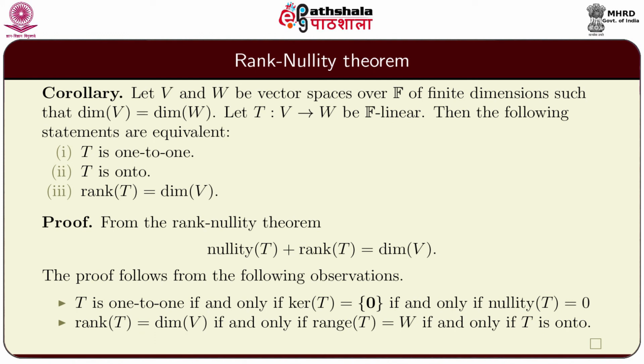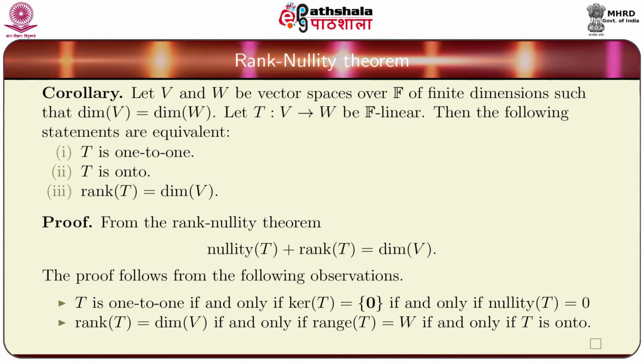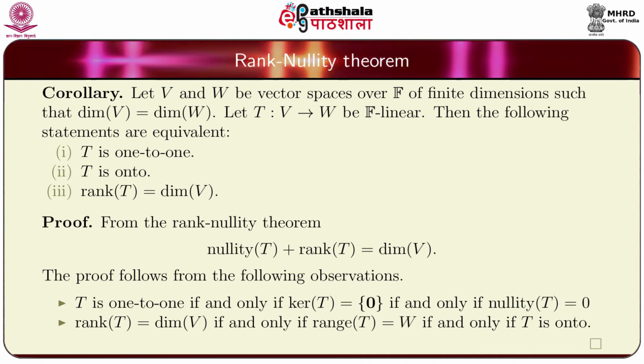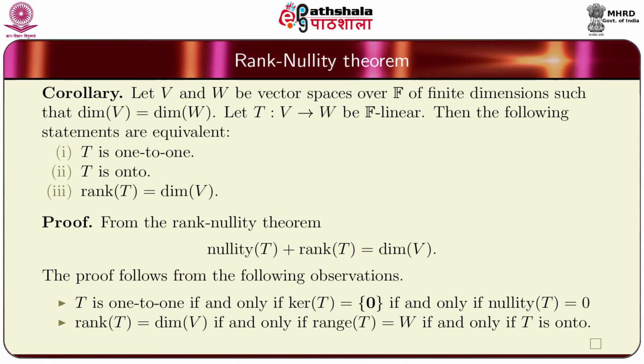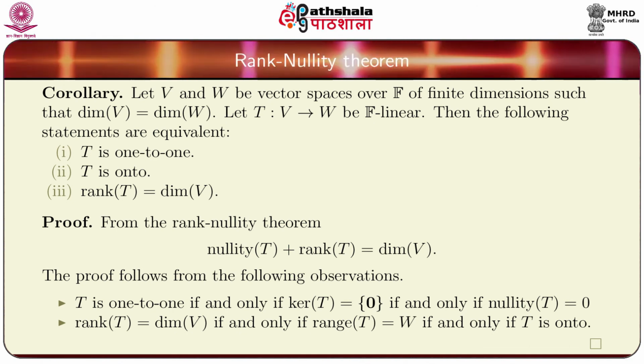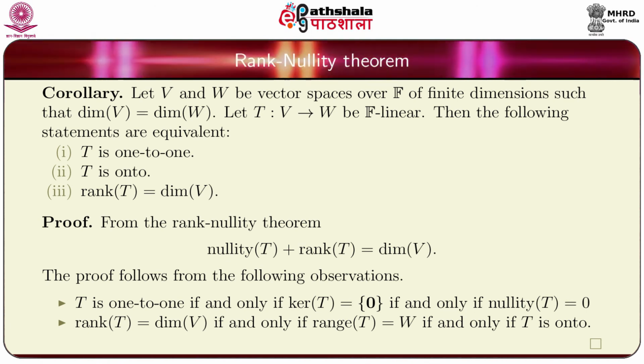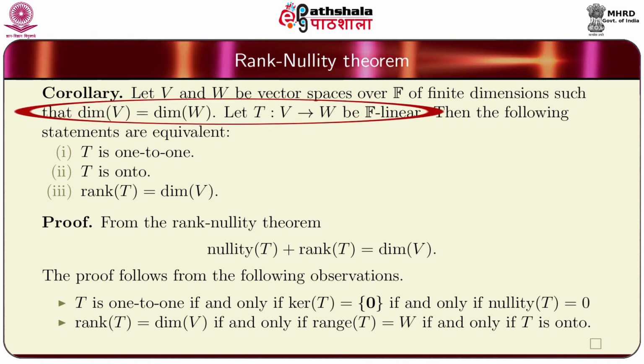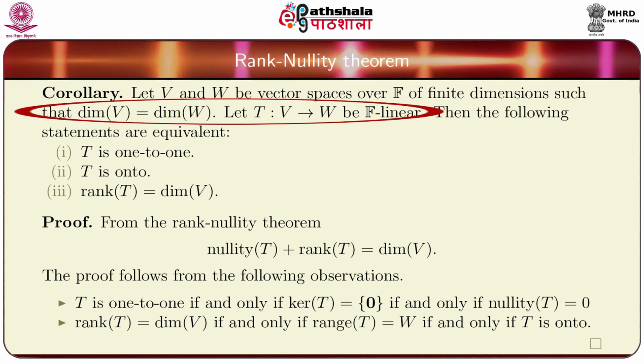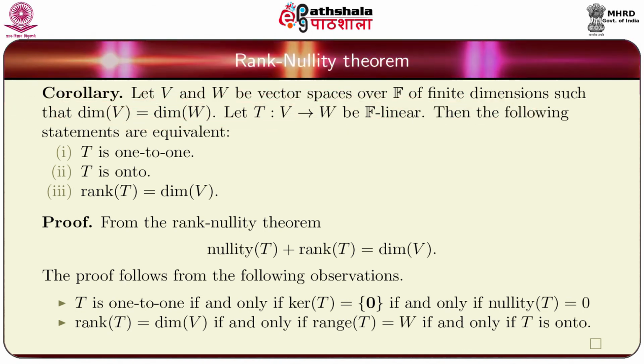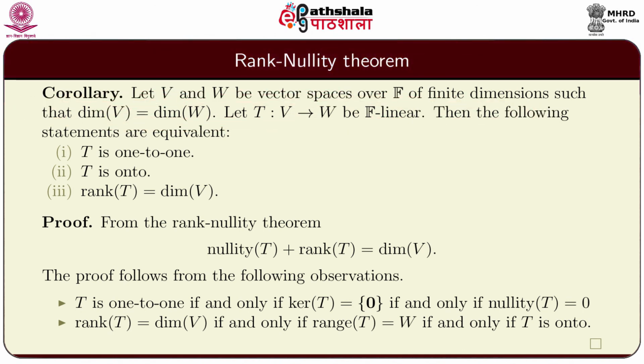Now, an immediate corollary to the rank-nullity theorem. Suppose that V and W are vector spaces over F of finite dimensions such that the dimension of V is equal to the dimension of W. If T from V to W is F-linear, then the following statements are equivalent: T is 1 to 1, T is onto, and the rank of T is equal to the dimension of V.